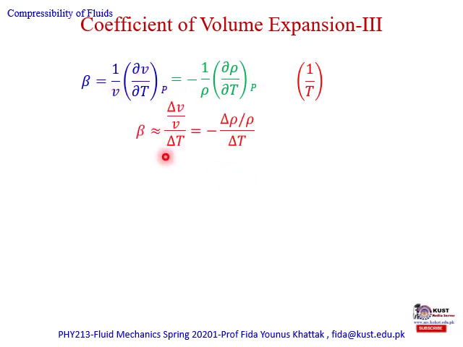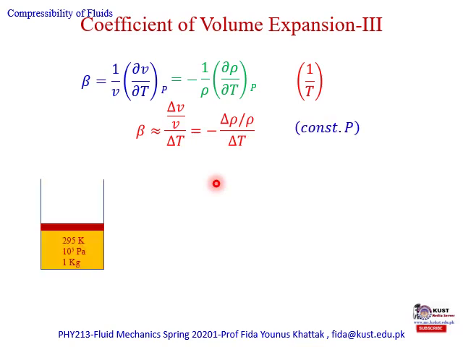We can write down beta in terms of the finite differences as beta is approximately equal to delta V over V divided by delta T, and that's equal to minus delta rho over rho divided by delta T, and all this is done at constant pressure.